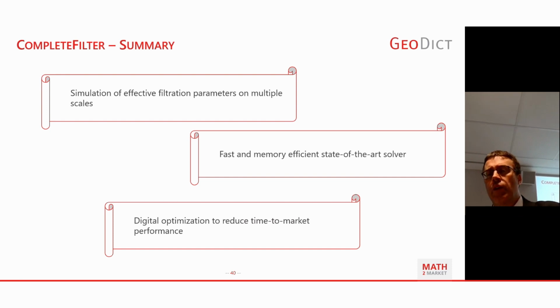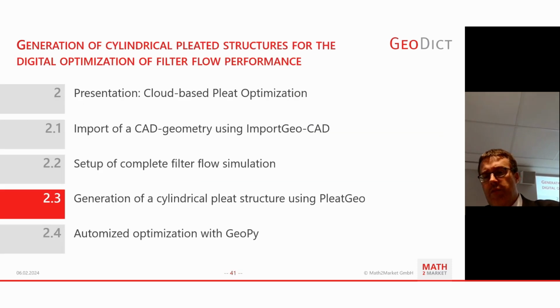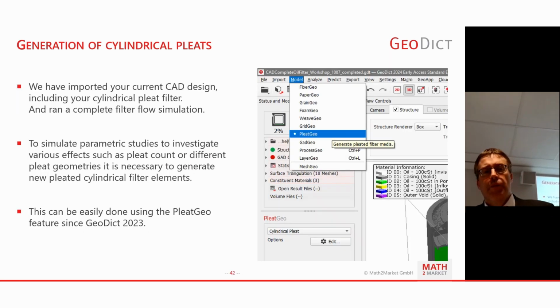Now, what is missing is the third part of our workflow, the generation of cylindrical pleat structures, and for that we use PleatGeo. To have the parametric study to investigate the various effects such as pleat count or different pleat geometries, we need to generate a new pleat. As of GeoDict 2023, this can be easily done and is in our Model tab under the module PleatGeo.